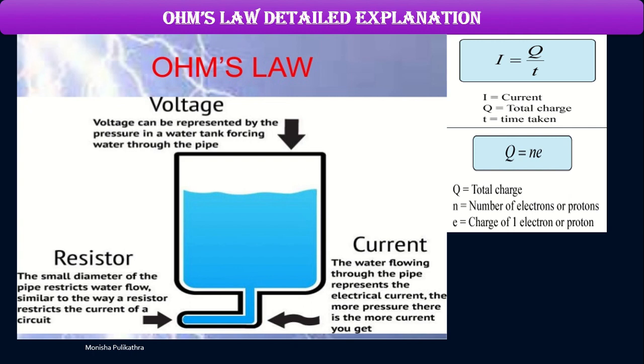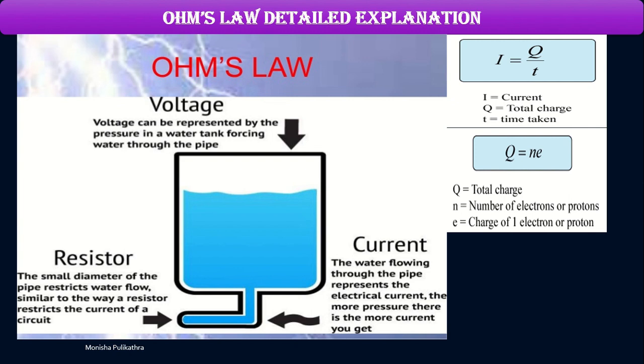The number of charged particles that pass by each second is what we refer to as current, and that current is given by I is equal to Q by T, where I is current, Q is total charge, and T is time. That Q is also equal to Ne, where Q is the total charge, N is the number of electrons or protons, and e is the charge of one electron or proton.